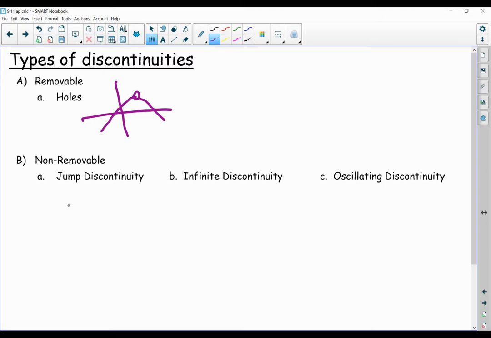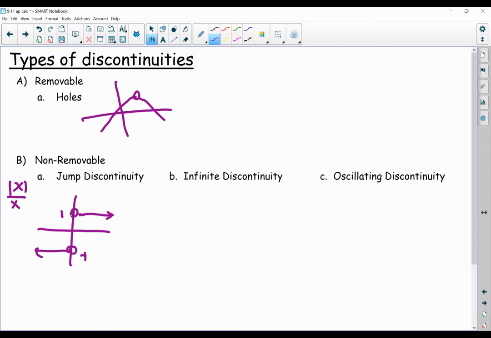So the next example is a jump discontinuity. For example, our little step stool graph. Again, I'm going to refer to this graph over and over again, which is absolute value of x over x. For that graph, the limit as x approaches 0 from the left is -1 and from the right is +1. The limit does not exist, therefore it's not continuous.